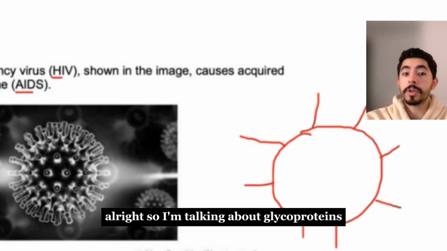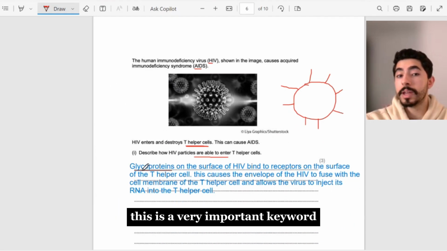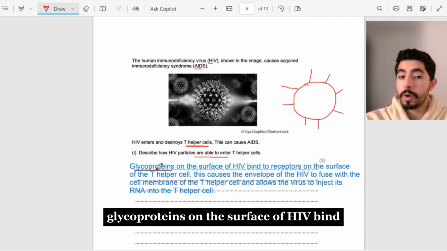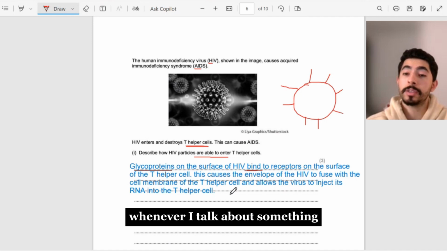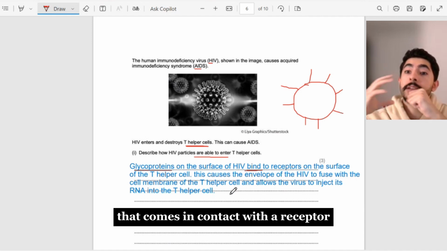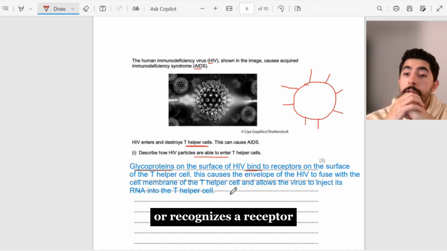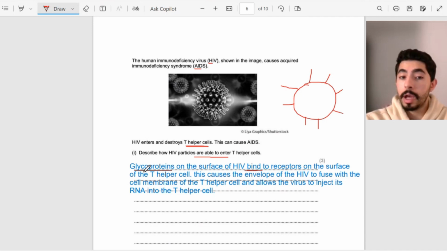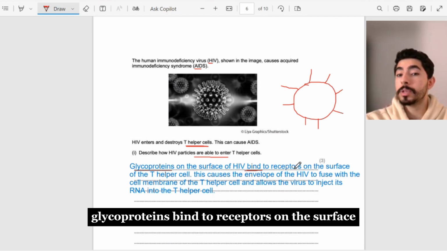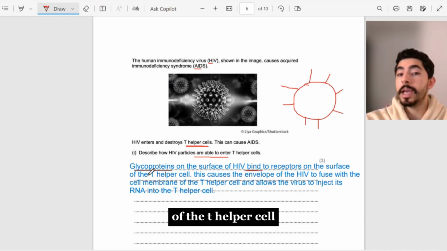So I'm talking about glycoproteins. This is a very important keyword. Glycoproteins on the surface of HIV bind. Again, I'm using the word bind. Whenever I talk about something that comes in contact with a receptor or recognizes a receptor in the topic of immunity, I always use the word bind. So glycoproteins bind to receptors on the surface of the T helper cell.